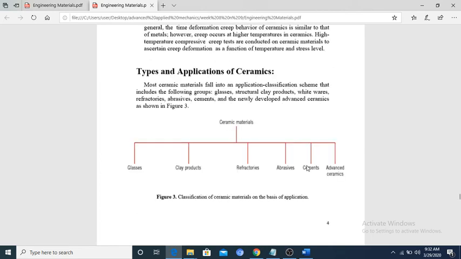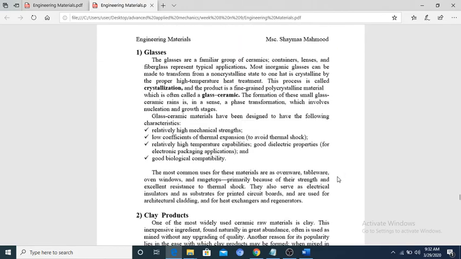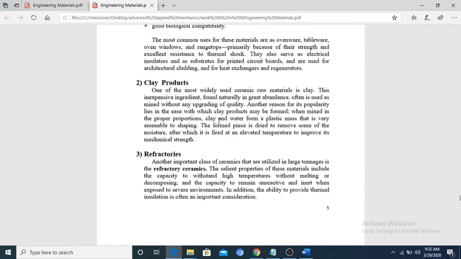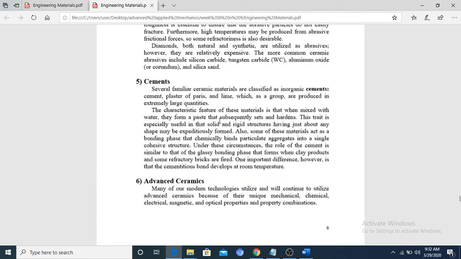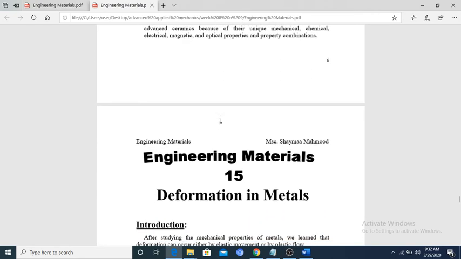So the types of applications of ceramic. Ceramic materials consist of glasses, clay products, refractory, abrasives, cements, advanced ceramic. So what is glass? Glass ceramic materials have been designed to have the following characteristics: high mechanical strength, low coefficient of thermal expansion, relatively high temperature resistance, and also good biological compatibility. So we have clay products, refractory, abrasives, cements, advanced ceramic.